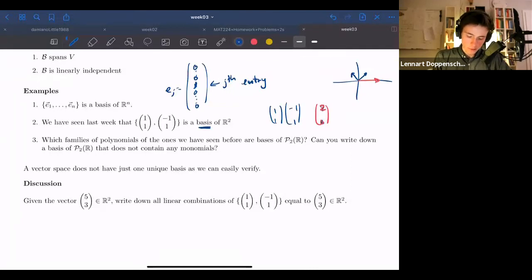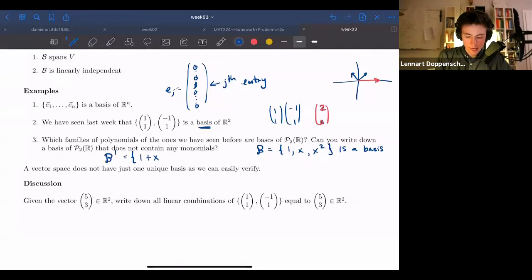So how about P2 of R? Well, certainly, what we've seen before is that the set, the family containing the monomials 1, x and x squared is a basis. But this is just like having the E1 to En basis of Rn. So I also want to know, maybe is there a basis which is somewhat more non-trivial, which doesn't contain just monomials? And well, another basis, let me call this B prime.